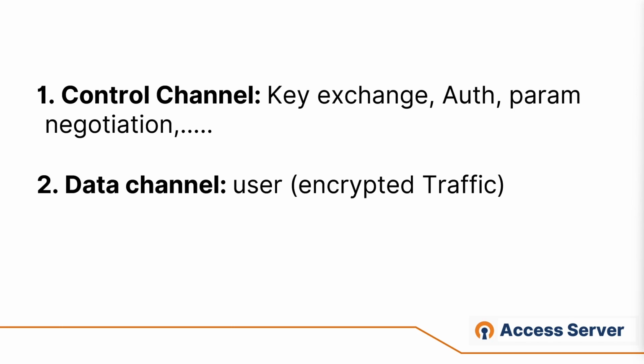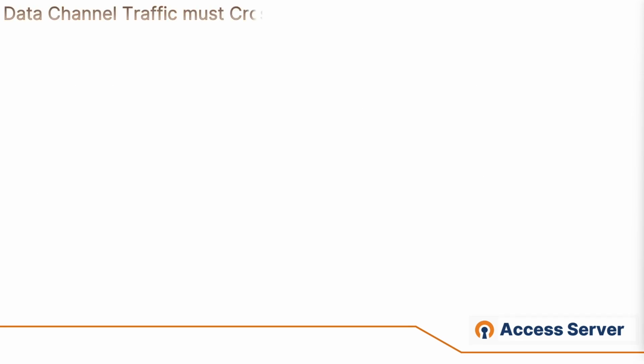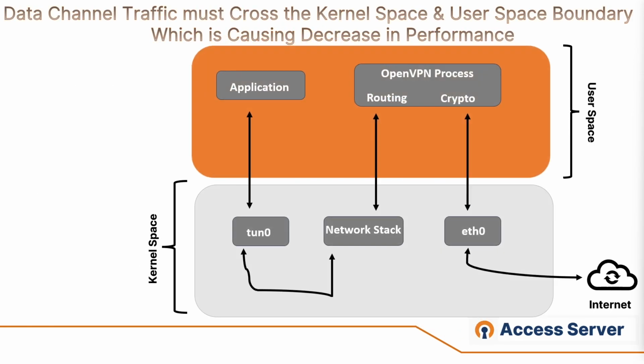The control channel is used for key exchange, authentication, and parameter negotiation, like cipher and so on. And the data channel is where the real user traffic is being exchanged. So to improve performance, this is where we want to focus, because that's where the actual user payload is traveling. And since OpenVPN is a user space application, data channel traffic must cross the kernel space and user space boundary, which causes a decrease in performance.